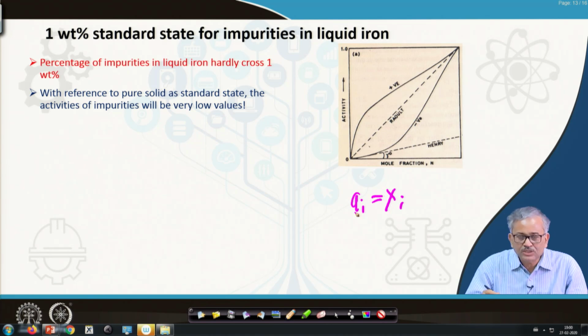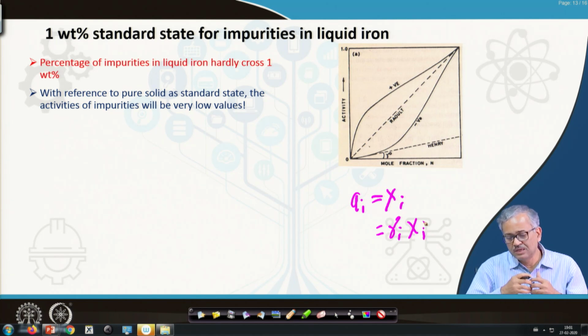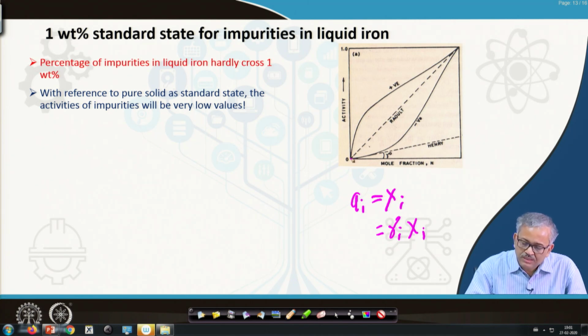Now, in an actual non-ideal system, activity is not always equal to xi, and activity is equal to gamma i into xi, because you have interaction between solute and solvent. That is why another term comes into the picture, called the activity coefficient, right. As a result, you have an activity composition relation like this. And finally, when it is pure, then activity becomes 1, no problem.